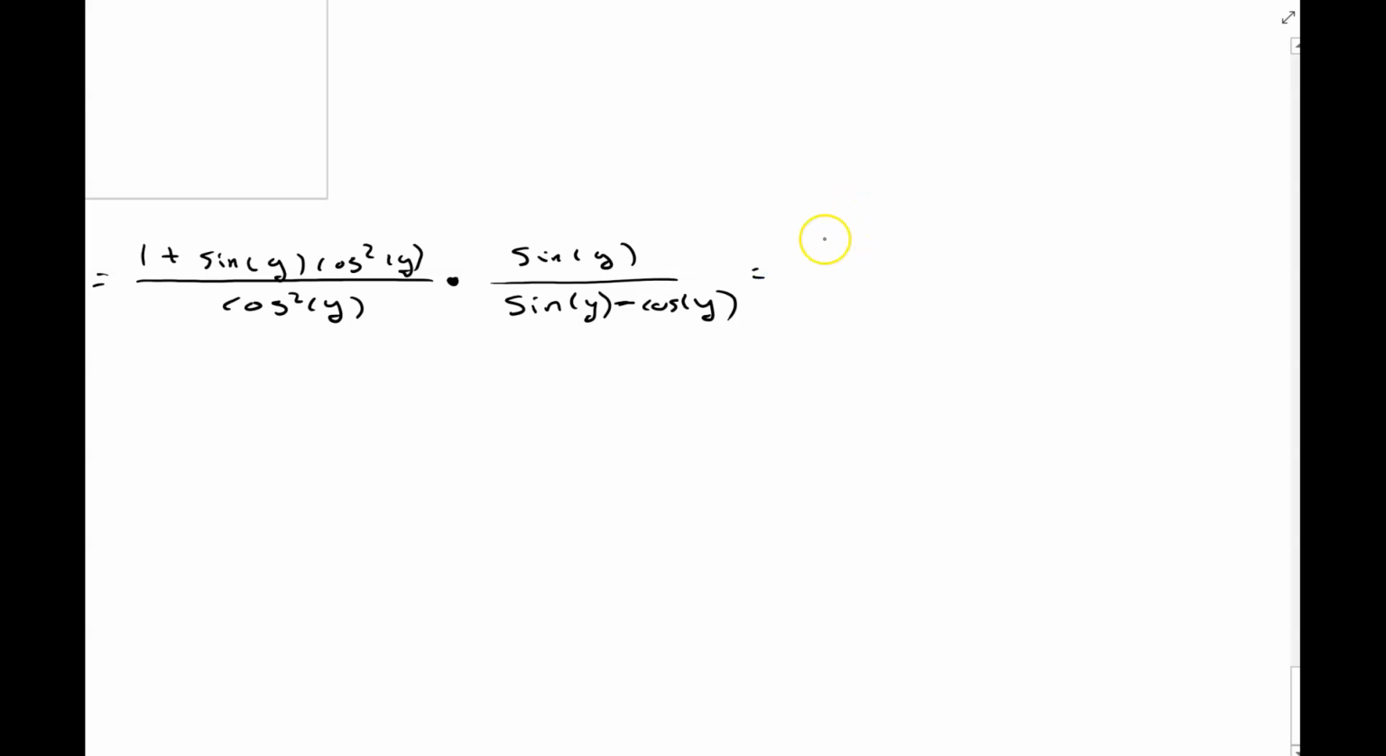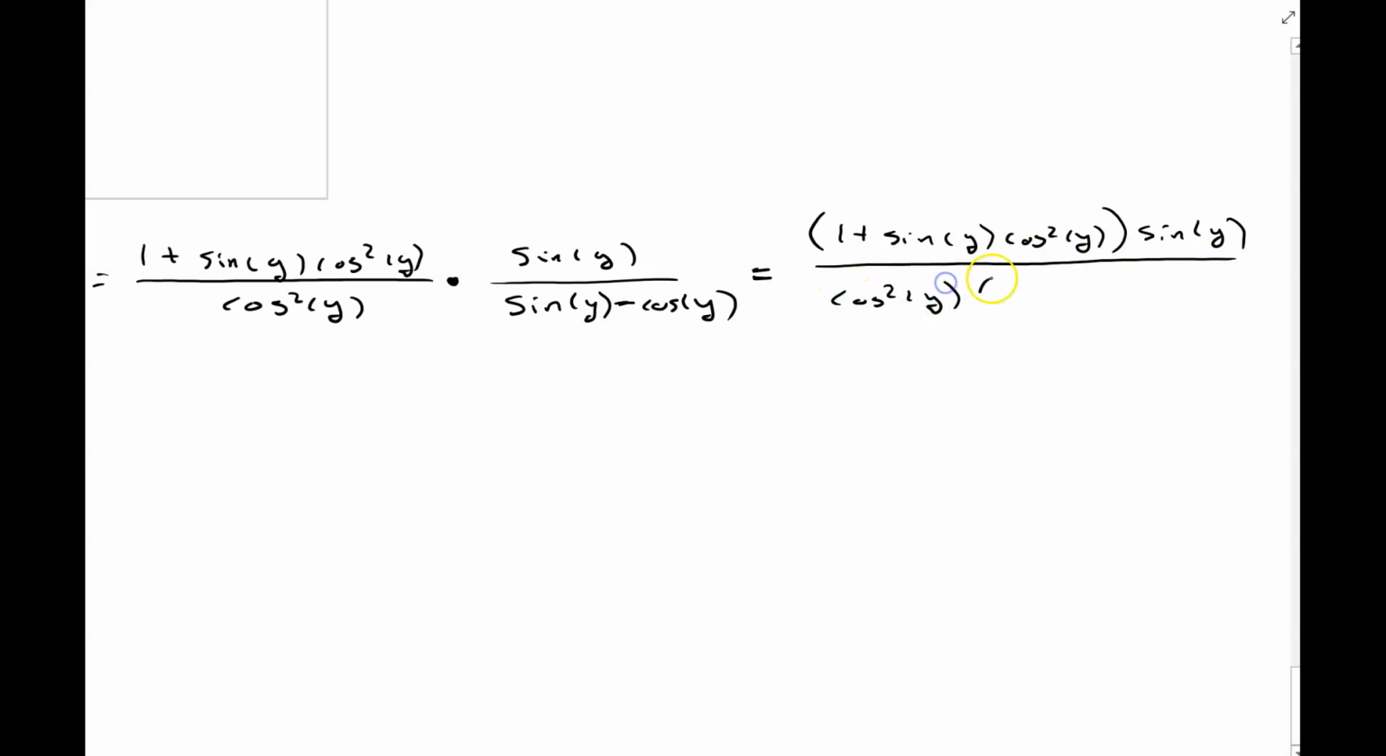Okay. So how do we multiply fractions? Just straight across, right? The tops multiply the tops, the bottoms multiply the bottoms. So my new numerator would be sine y times cosine squared y times sine y. And then I'd have cosine squared y times sine y minus cosine y.